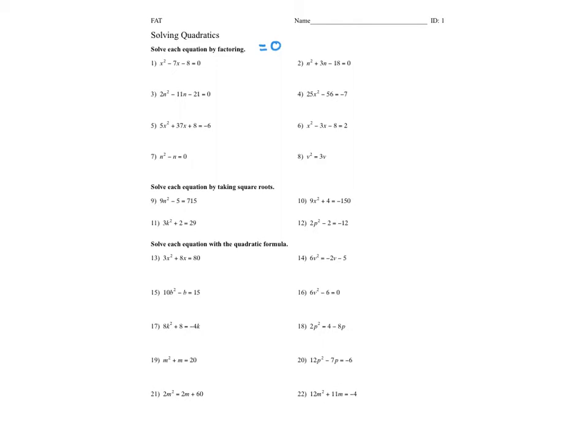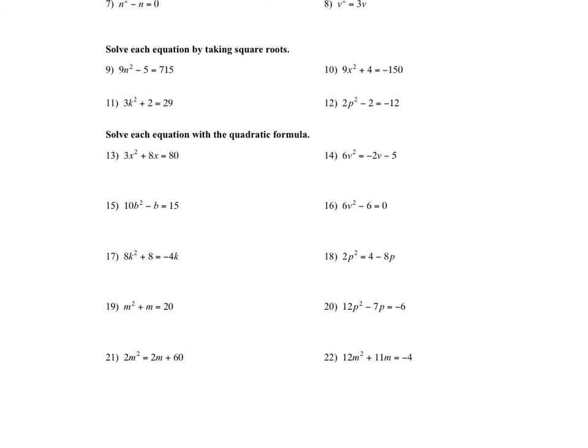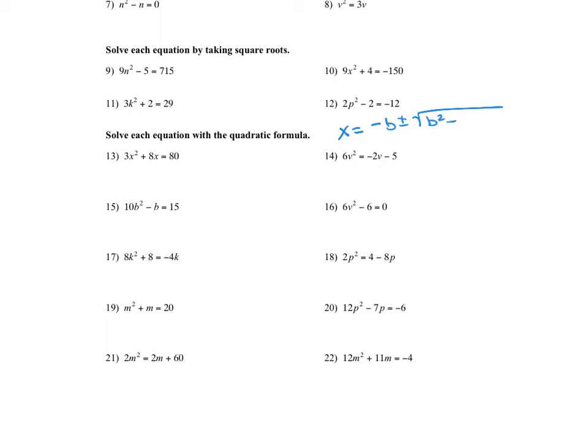Next, we're going to be looking at taking the square roots of each equation and then finally the quadratic formula. I'm going to zoom in on these just a little bit so we can talk about these. If you remember the quadratic formula, there is a song to it. I don't know if your teacher taught it to you, but the quadratic formula itself is x is equal to -b plus or minus the square root of b squared minus 4ac all over 2a. So we're going to be solving for those x values, and we'll talk a little bit about that.